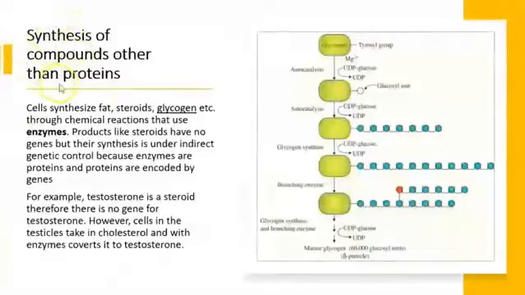Synthesizing compounds other than proteins: yes, we produce other things, not just proteins. But every single thing that is produced in your body is produced because there is an enzyme, which is a protein, that is going to make the production of something else possible, such as, for example, glycogen or fat.